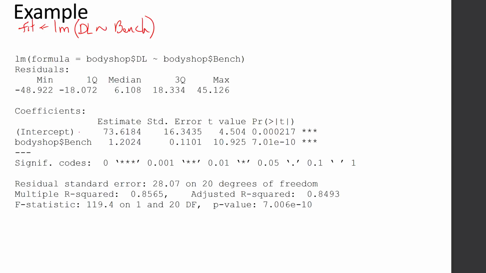So notice, again, same output that we had before. You get your intercept, and then you get your slope multiplied on your X variable, bench press. And of course, you've got your residual standard error, multiple R squared, and all that other good stuff.